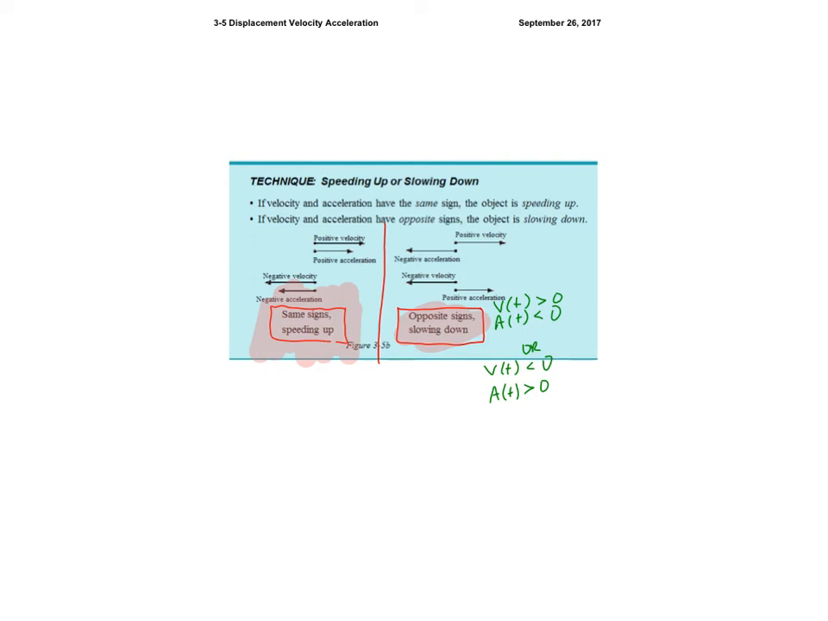Alrighty, I hope I said it correctly. I forgot what I said earlier. So if acceleration and velocity are positive, that's the same thing as if they were both negative when it comes to speed.